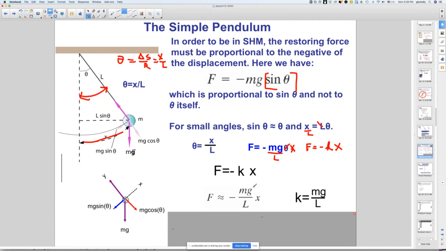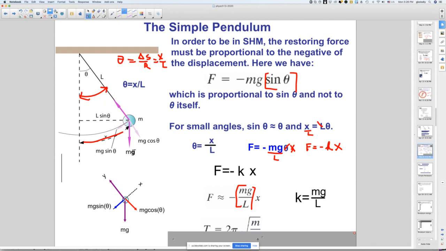And basically it looks like this. It looks like the other equation, except instead of k, we have mg over L. So we're going to assume k is equal to mg over L, and we're going to put it into the equation that we already have for the spring.